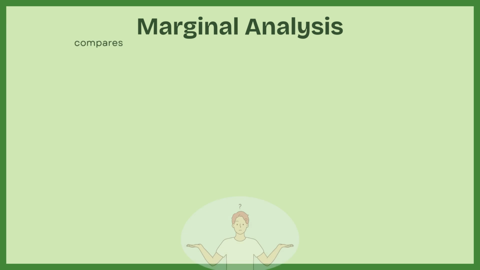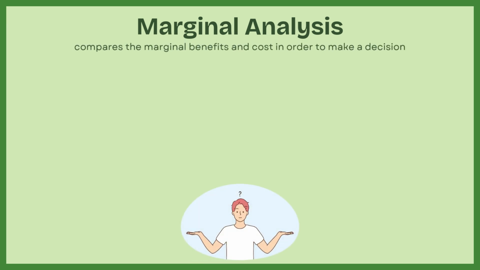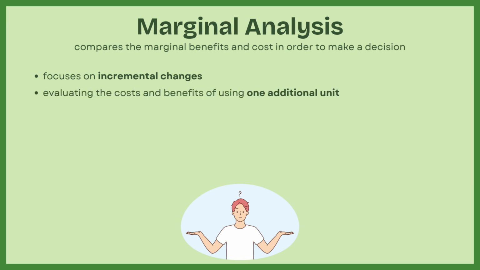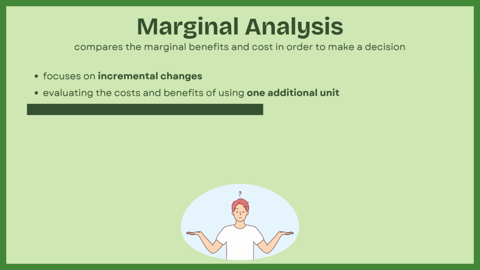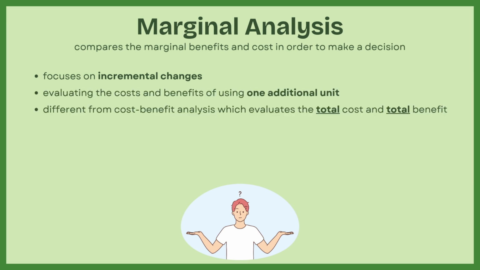Marginal analysis compares the marginal benefits and costs in order to make a decision. It focuses on incremental changes and evaluating the costs and benefits of using one additional unit, making it different from cost-benefit analysis, which evaluates the total cost and total benefit.